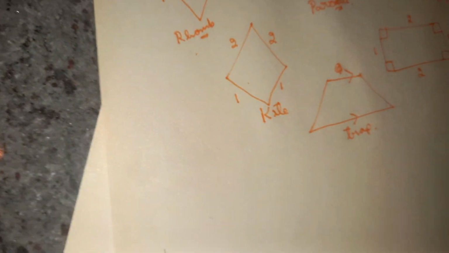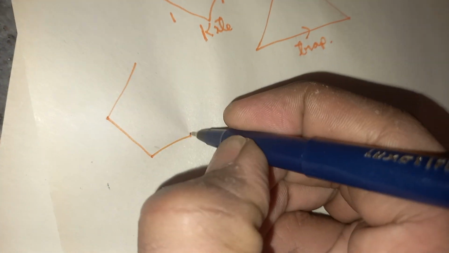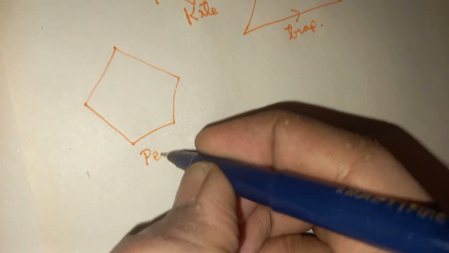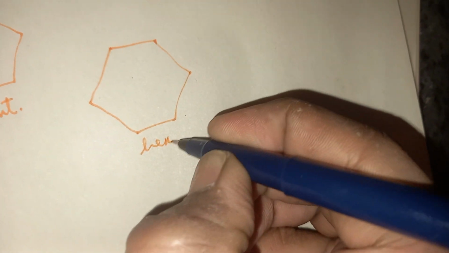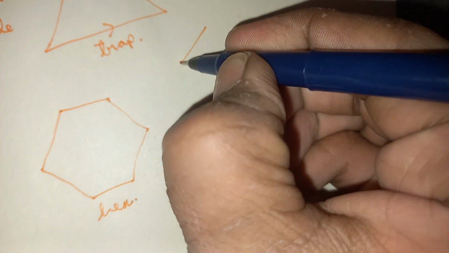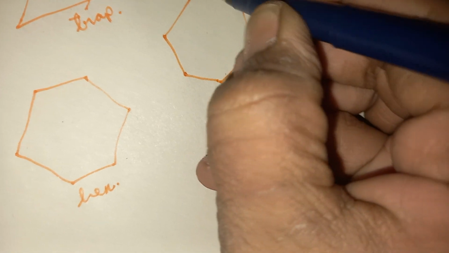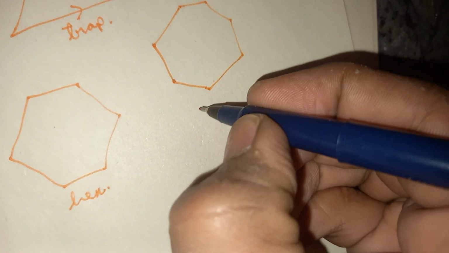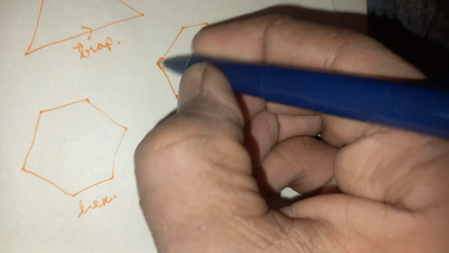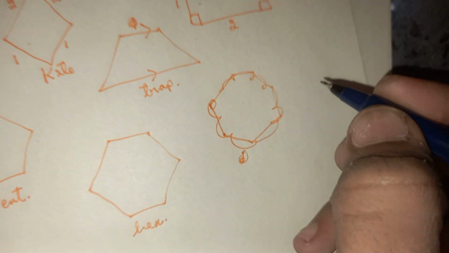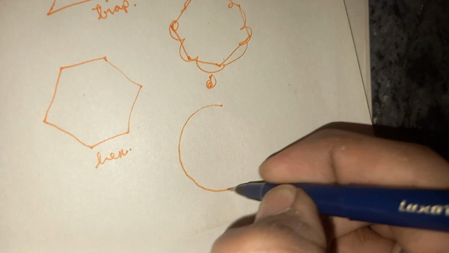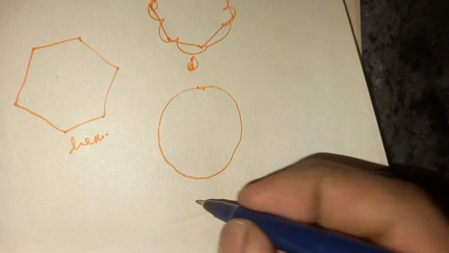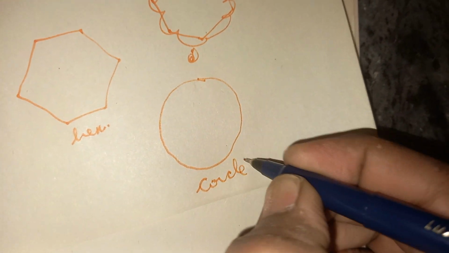Now I'm going to tell you about the five-sided shape, which is known as a pentagon, and the six-sided shape, which is known as a hexagon. In the same way, the seven-sided shape is known as a heptagon and the eight-sided shape as an octagon. Like that, when it reaches ten sides, it becomes a decagon, and when it goes to infinite sides, it becomes a circle.